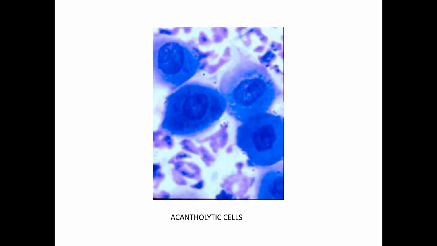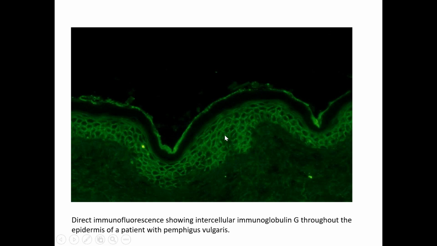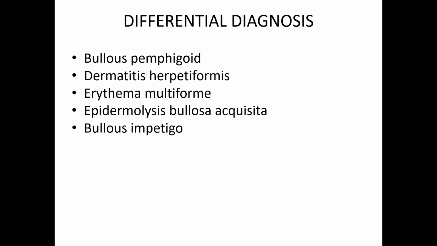So here is how the acantholytic cells look. They are round and well detached from each other. How the histopathology looks: see here what I was talking about, the row of tombstone appearance. This one is the intraepidermal cleft. This is what immunofluorescence shows, a fishnet pattern of IgG and C3 deposits. Differential diagnosis is bullous pemphigoid, dermatitis herpetiformis, erythroderma, epidermolysis bullosa acquisita, and bullous impetigo.